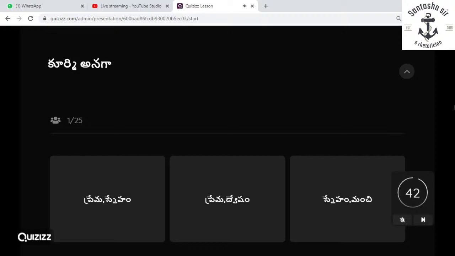Kurmi anaga. See, even though you don't know the answer for this word kurmi, looking at the options, reading the options carefully, you can pick the right one. So read the options carefully.